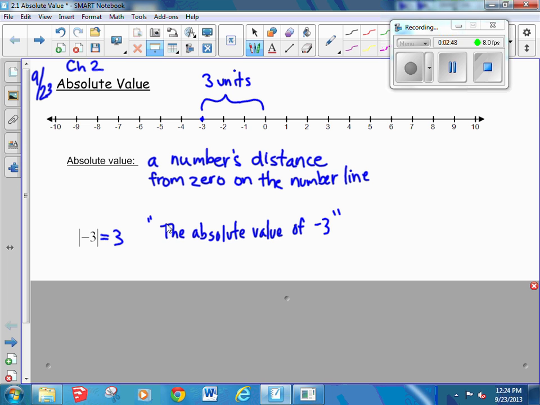Jack? -3. Well, we just talked about -3. Besides -3. 3. Positive 3, yeah. Positive 3 is also 3 units away from 0. So we could say the absolute value of positive 3 equals 3. It's a distance. So let me give you an example of distance. And you have to be able to estimate your distance to your house. Distance being miles, and I don't care if you're super accurate or not.